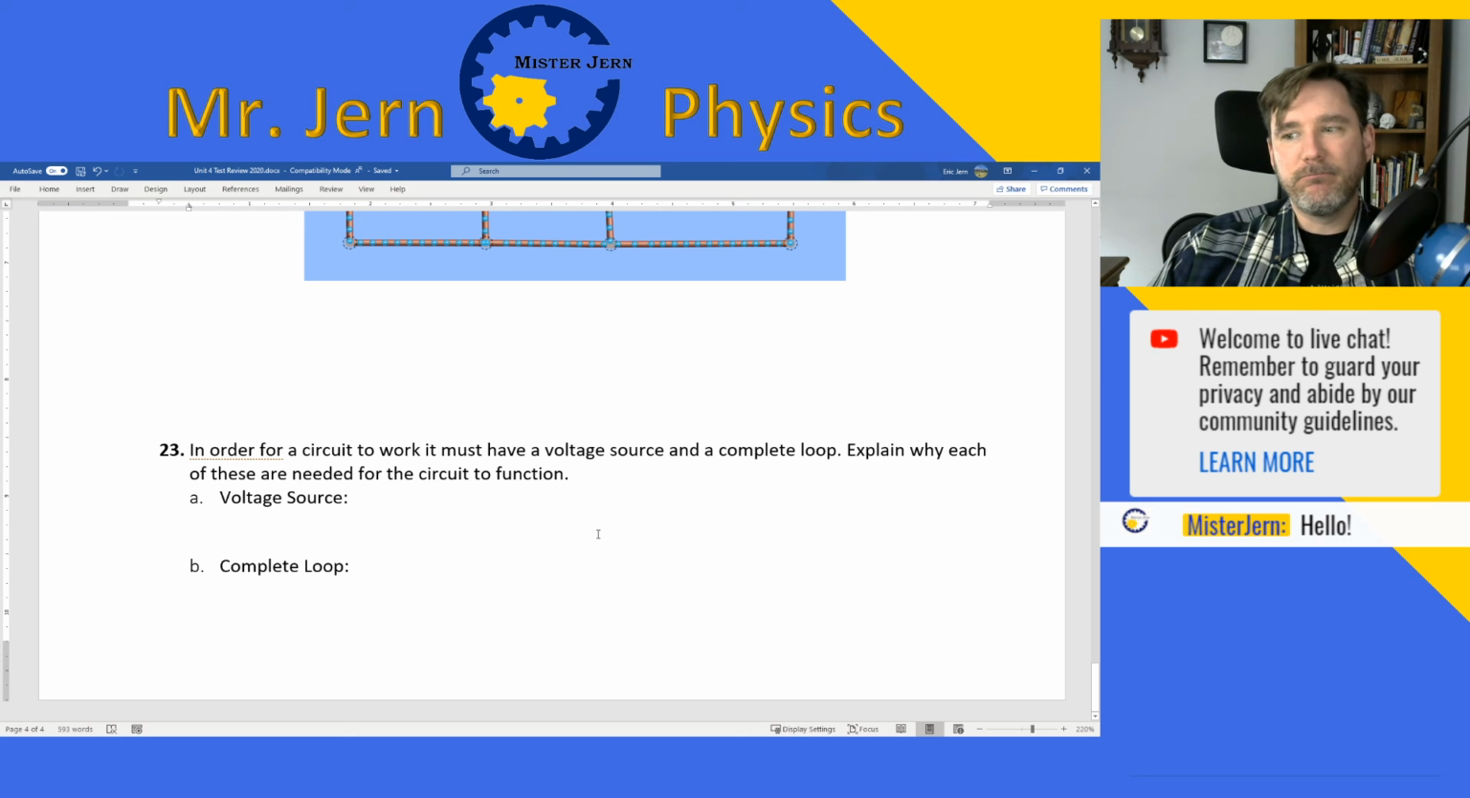And finally, explain what's going on. So what does the battery do? You have a voltage source that pushes the electrons, and then you had to have a complete loop of conductors, just like in the thing you did yesterday.